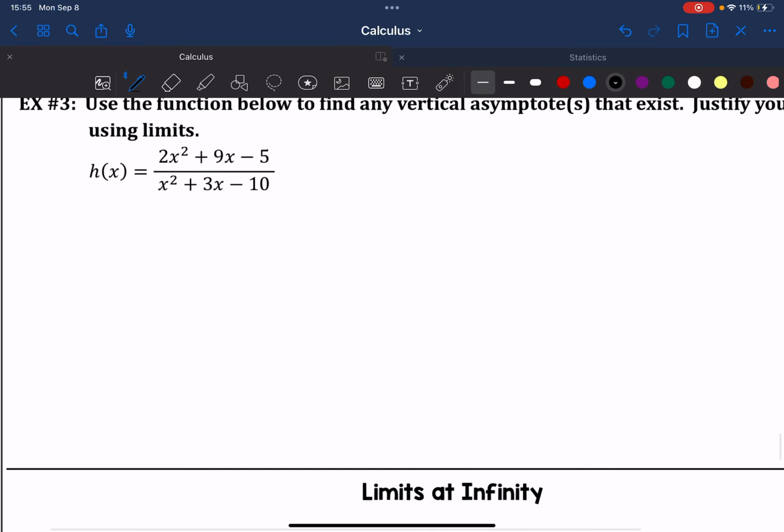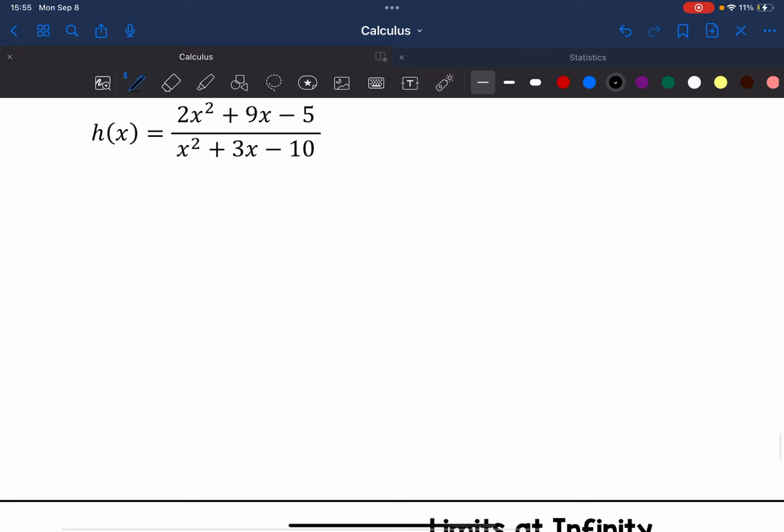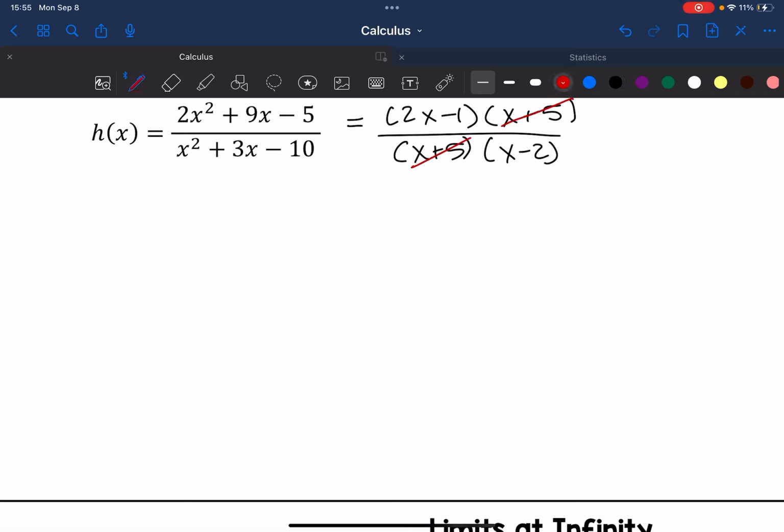In example 3, it wants us to use this function to see if there's a vertical asymptote. If there is, we need to justify using our definition. Okay, so the first thing I'm going to do is factor the numerator and the denominator, and I get 2x minus 1 times x plus 5 all over x plus 5 times x minus 2. So since the x plus 5 cancels out, this tells me that there is a hole at x equals negative 5. But we don't want to know if there's a hole. We want to know if there's a vertical asymptote.